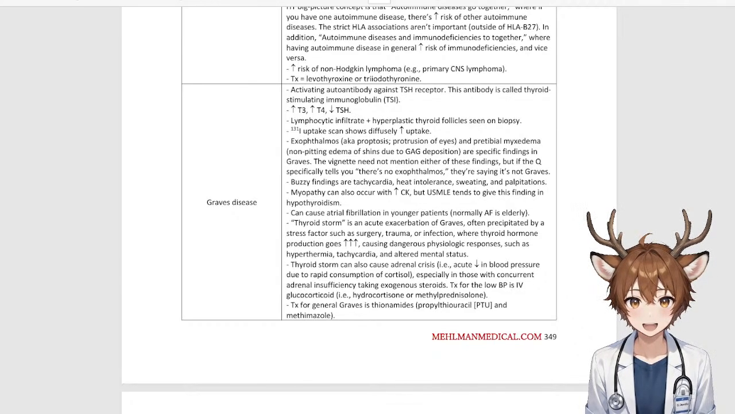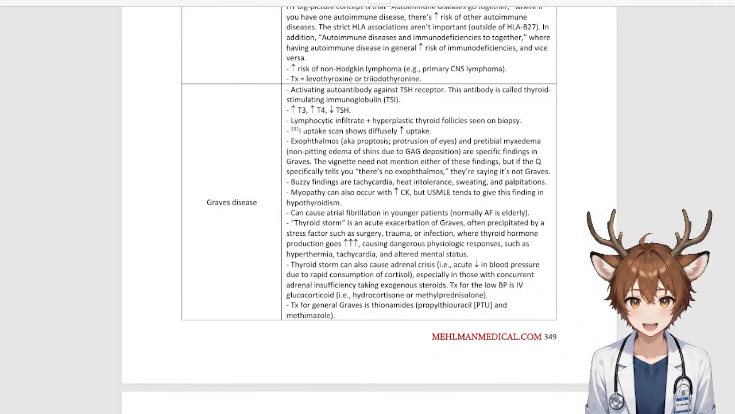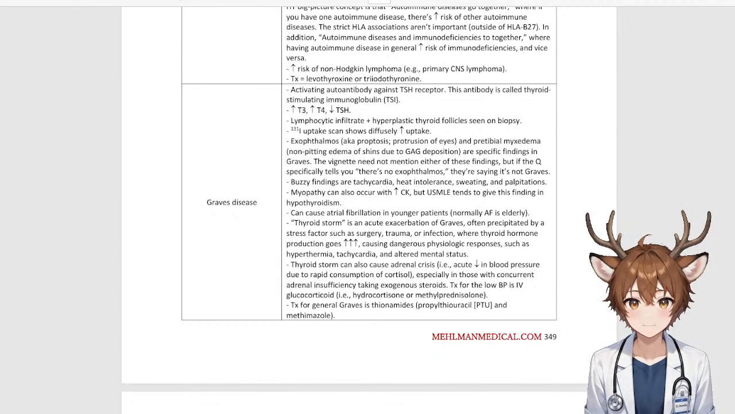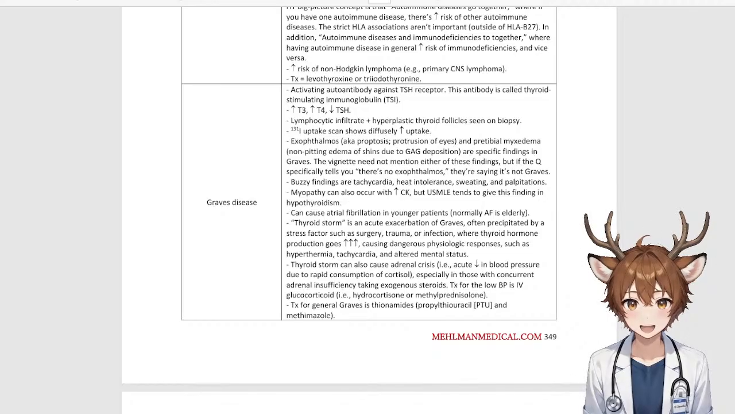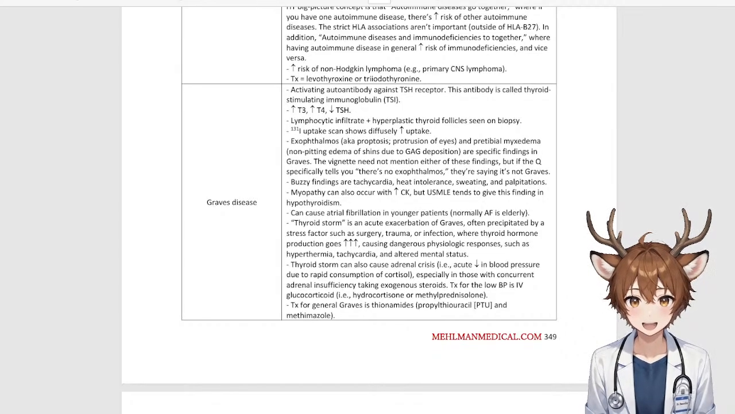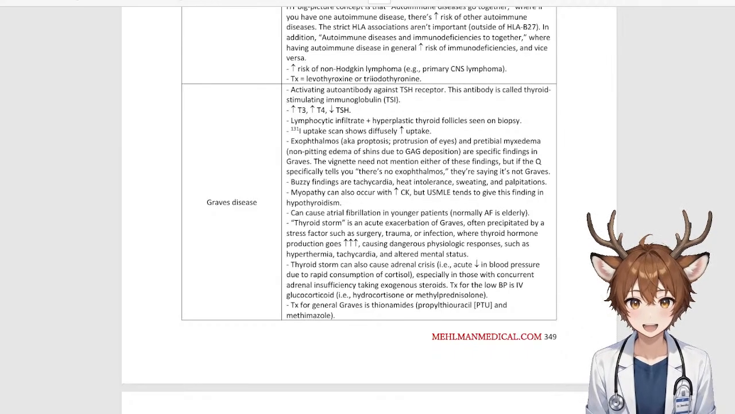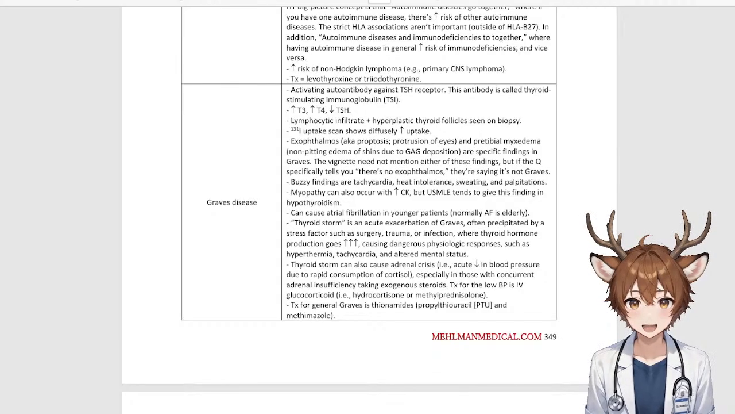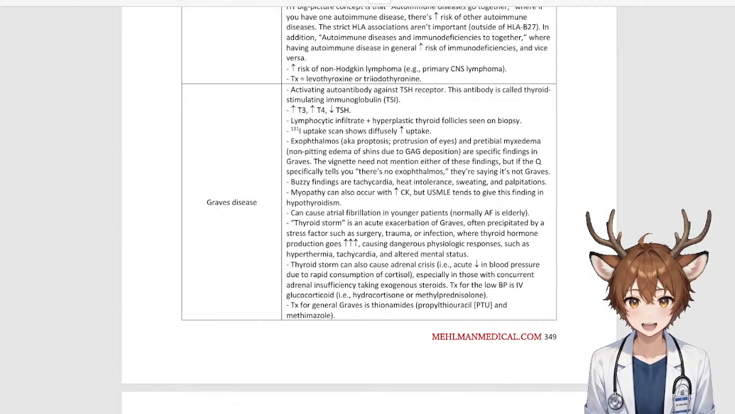Normally, AFib is in the elderly. Thyroid storm is an acute exacerbation of Graves' disease, often precipitated by stress factors such as surgery, trauma, or infection, where thyroid hormone production becomes significantly elevated, causing dangerous physiologic responses such as hyperthermia, tachycardia, and altered mental status. Thyroid storm can also cause adrenal crisis, for example, an acute decrease in blood pressure due to rapid consumption of cortisol, especially in those with concurrent adrenal insufficiency or taking exogenous steroids. Treatment for the low blood pressure is IV glucocorticoid, that is to say, for example, hydrocortisone or methylprednisolone.